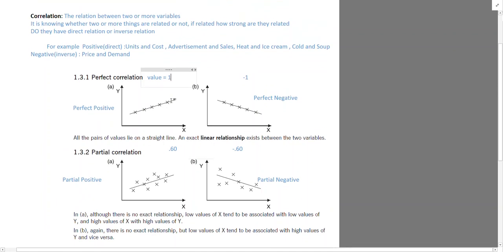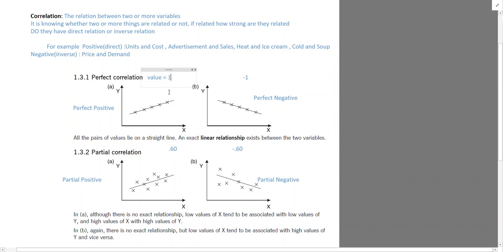So correlation could be perfect, which means exactly one. It could be strong, which means near one, not exactly one, but near one, maybe 90%, something there, 0.90. And it could be partial, which would be 50% and above. If it is less than 50%, 0.50, then it means it is a lower correlation, not very strong.